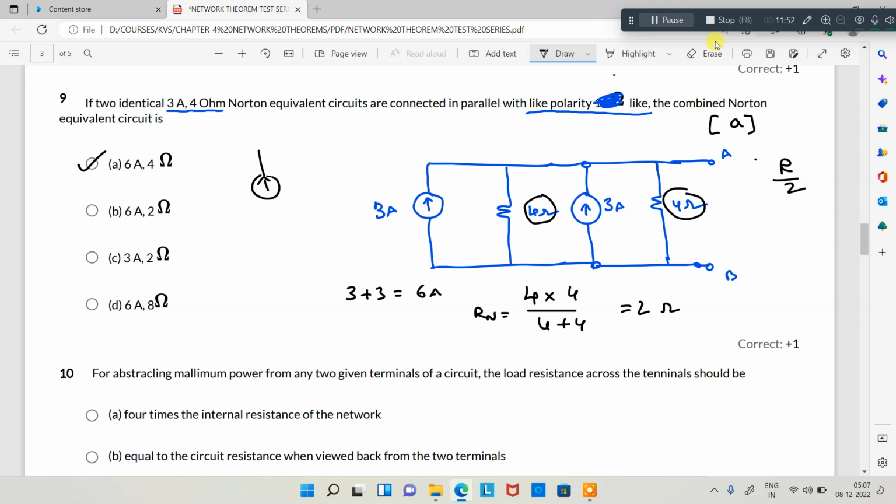Still we have a circuit, 6 amperes, right? A and B, 4 ohms. Not A. 6 amperes, 2 ohms, right? 2 ohms. 6 amperes, 2 ohms. Option B is the correct option. I am sorry. Okay, next we are moving to the next question.